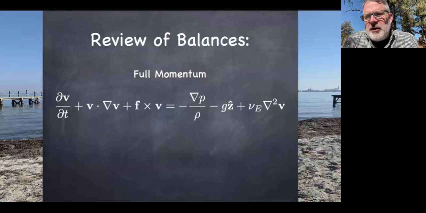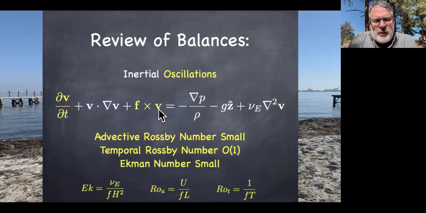Okay. So let's do our normal review of balances. We've got a full momentum equation, and rather than an external force, I put in a viscous force. We have viscosity, gravity, pressure gradient. What balances have we learned? Well, we've learned this one. Inertial oscillations will balance between the time rate of change and the Coriolis force. Everybody else is neglected. In order to get there, you need this set of parameters to be basically small, except for the temporal Rossby number, which is order 1.